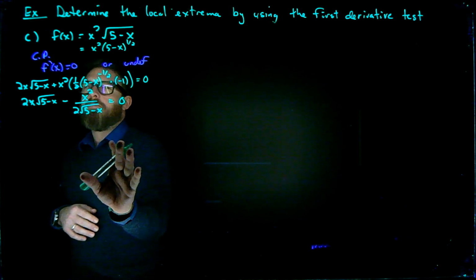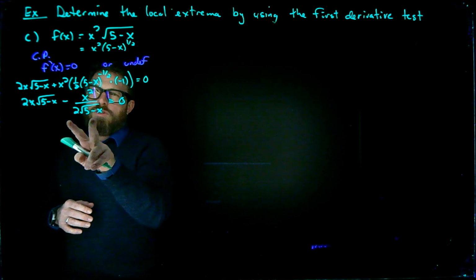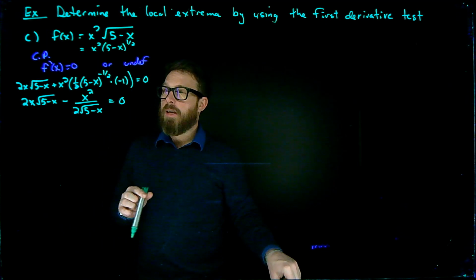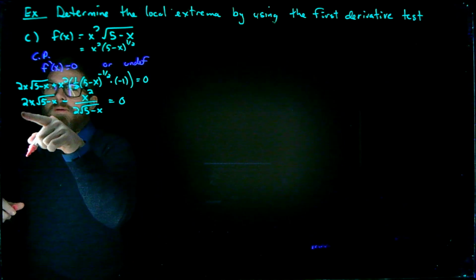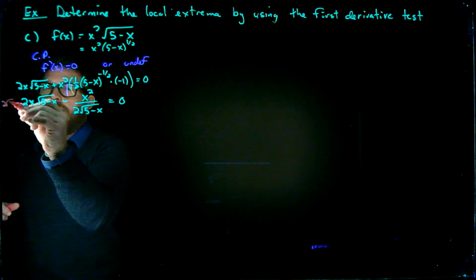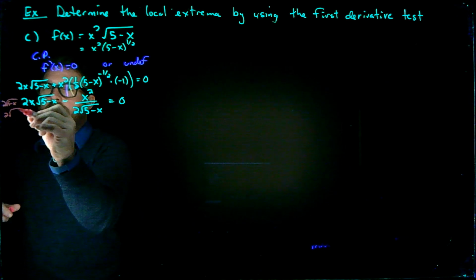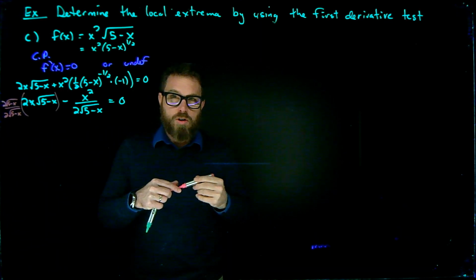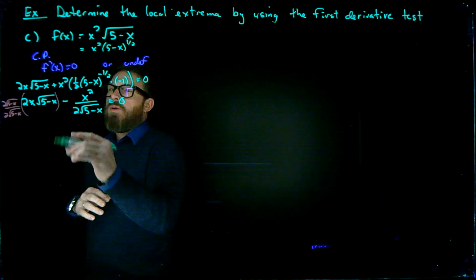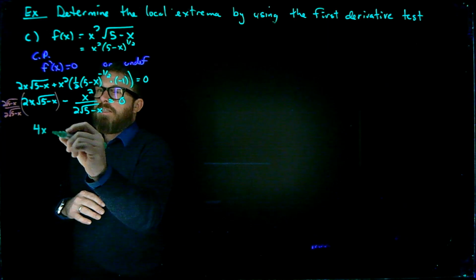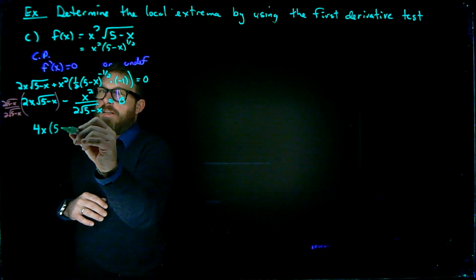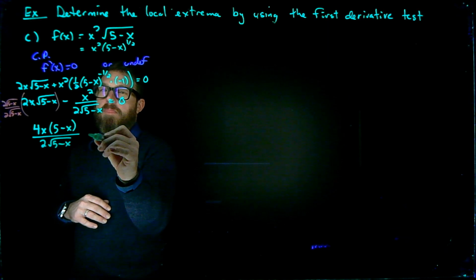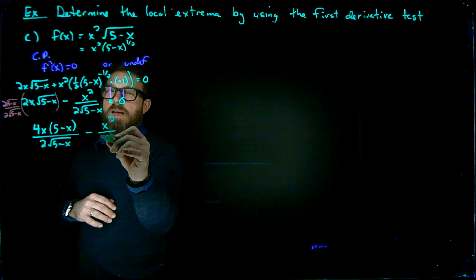All right, so in order to really answer this question, it'd be a lot easier if I wrote them with a common denominator. So what I'm going to do is multiply top and bottom by 2 times the square root of 5 minus x, just to the first term. And when I do that, I'm going to get 4x, and then root 5 minus x times 5 minus x is going to be 5 minus x all over that common denominator. And then minus x squared over that common denominator.